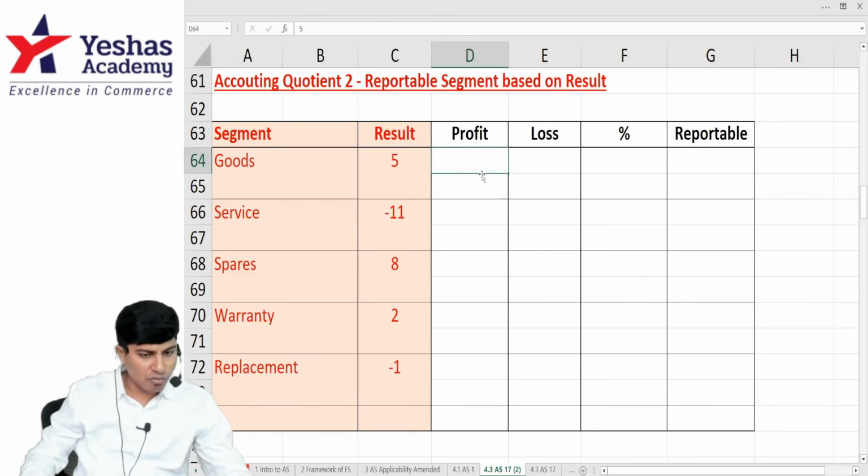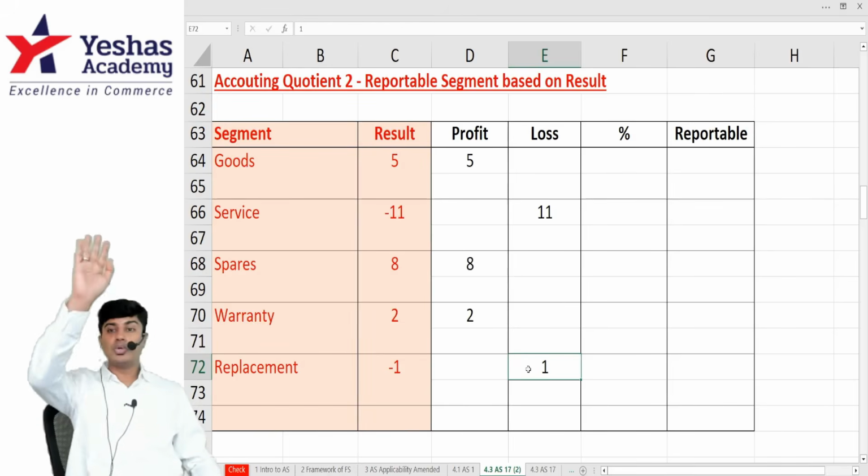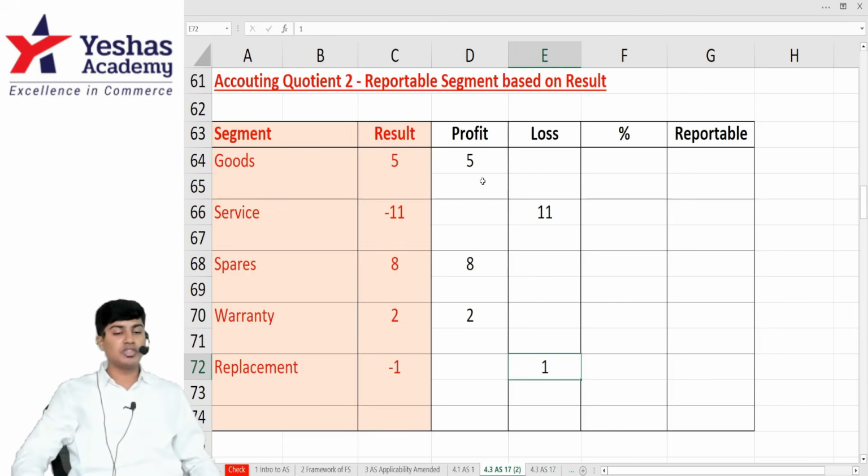I'll write 5 profit, 11 loss, 8 profit, 2 profit, 1 loss. I segregated profit making segments and loss making segments separately. Then I should take the total. Total profit separate, total loss separate. Total profit is how much? 5 plus 8 plus 2, 15. 11 plus 1, 12. So how to compute percentage?